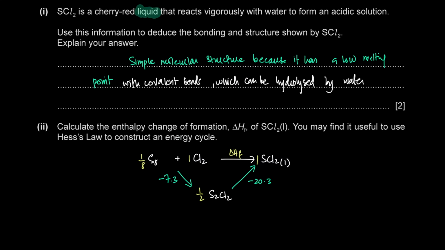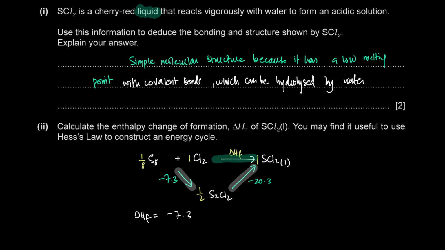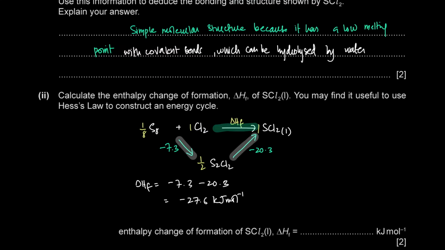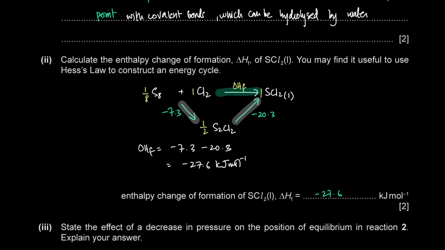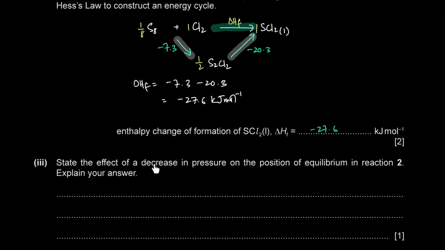So the enthalpy change of formation, that's the direct route from the elements to SCl2, is equal to minus 7.3 plus minus 20.3. The enthalpy change of formation is minus 7.3 minus 20.3. So we get negative 27.6 kilojoules per mole. So that's our answer: negative 27.6 kilojoules per mole.